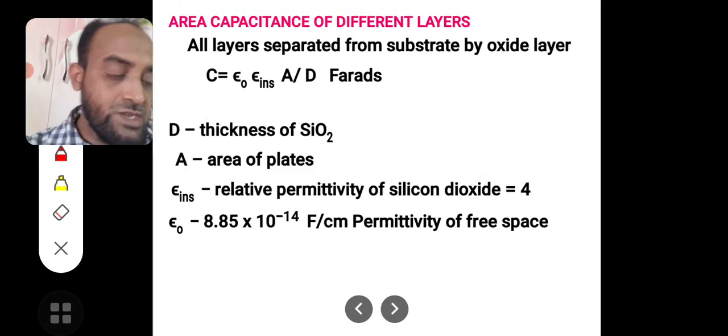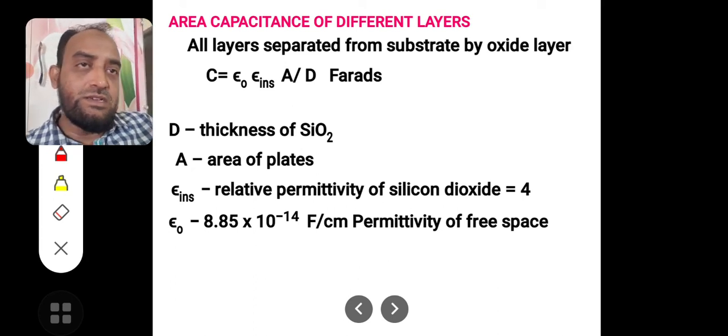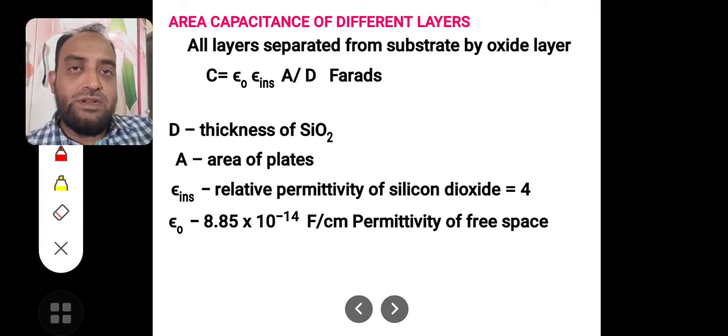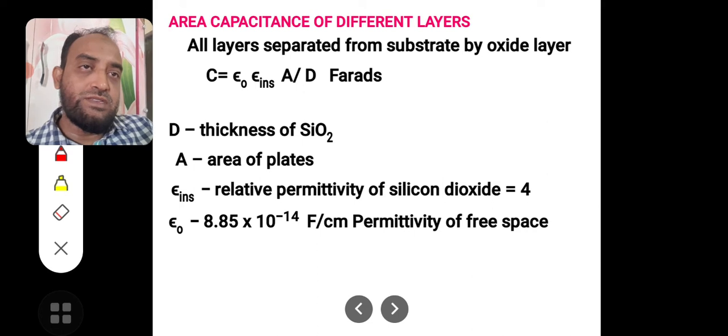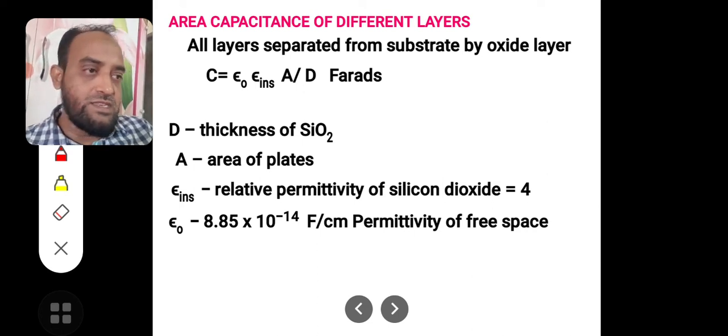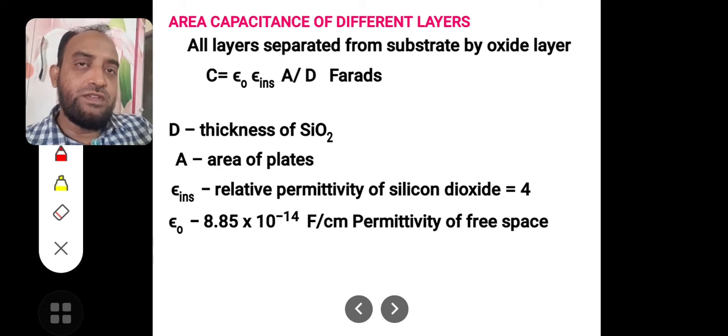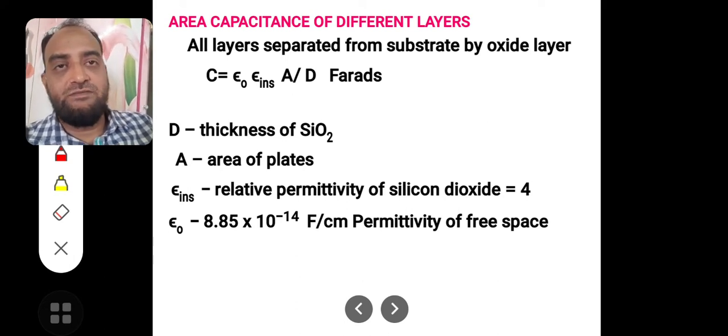Now we understood what is resistance. Now let us try to understand what is area capacitance of different layers. We have just finished area resistance of different layers. Now we are trying to understand area capacitance of different layers.